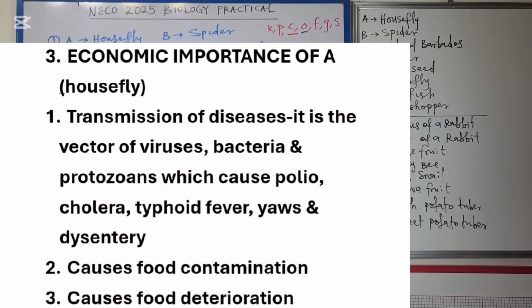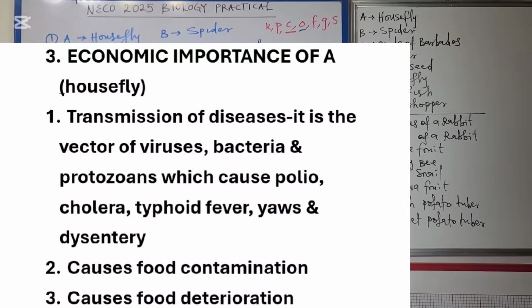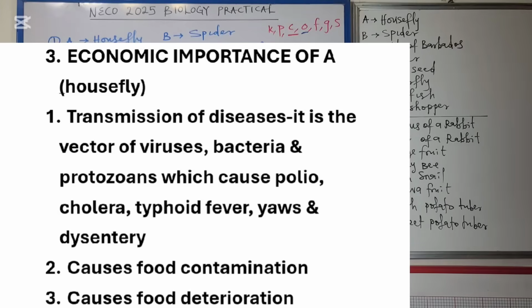As you can see on your screen, economic importance of specimen A, housefly: one, it transmits disease. When you talk about housefly, it is the vector of viruses, bacteria, and protozoans, which cause polio, cholera, typhoid fever, yaws, and dysentery. Two, it causes food contamination. Three, it causes food deterioration.